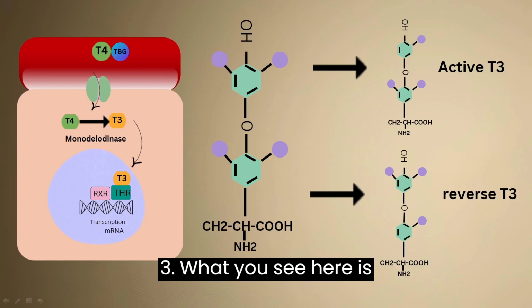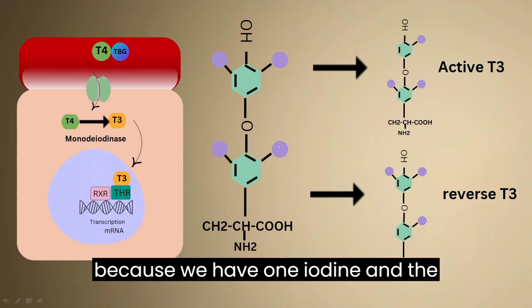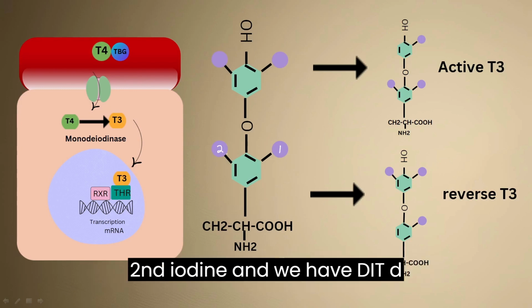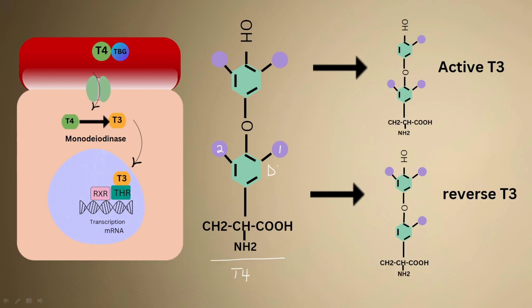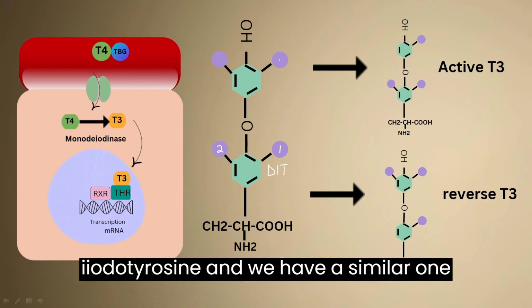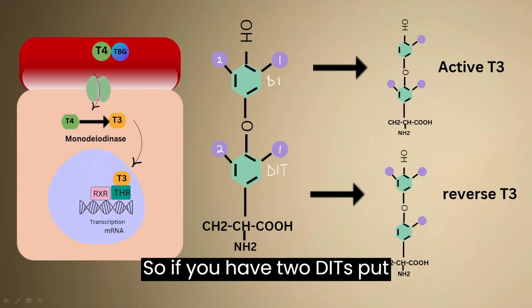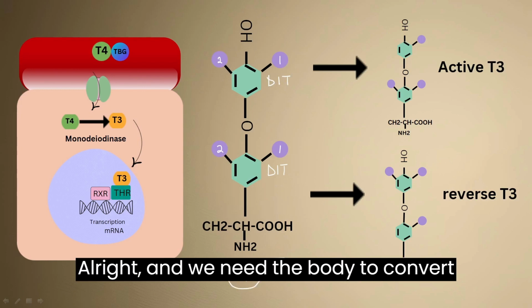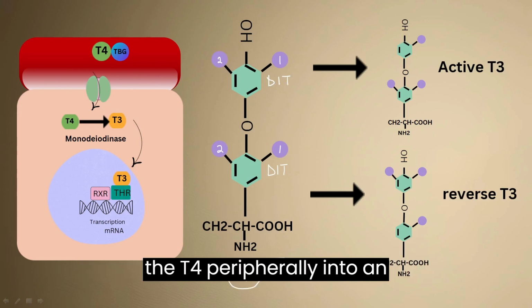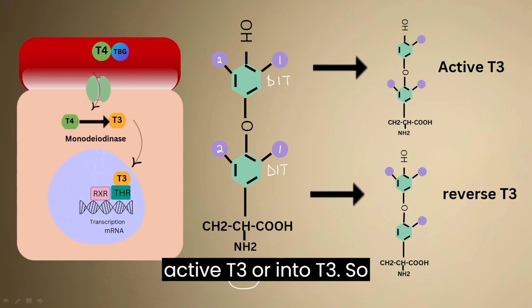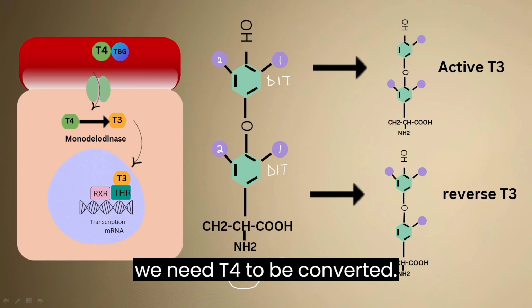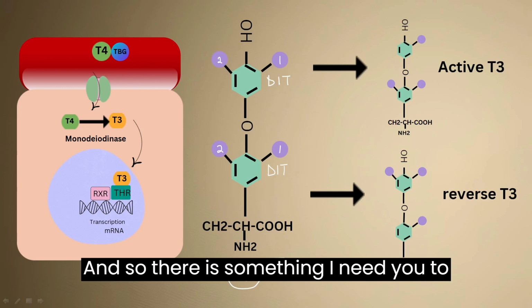What you see here is T4, and you're certainly correct, because we have one iodine and a second iodine, and we have a DIT, diiodothyronine, and we have a similar one on top, and we can also call that DIT. So if you have two DITs put together, you get a T4, all right? And we need the body to convert the T4 peripherally into an active T3. So we need T4 to be converted. And so there is something I need you to take note of.